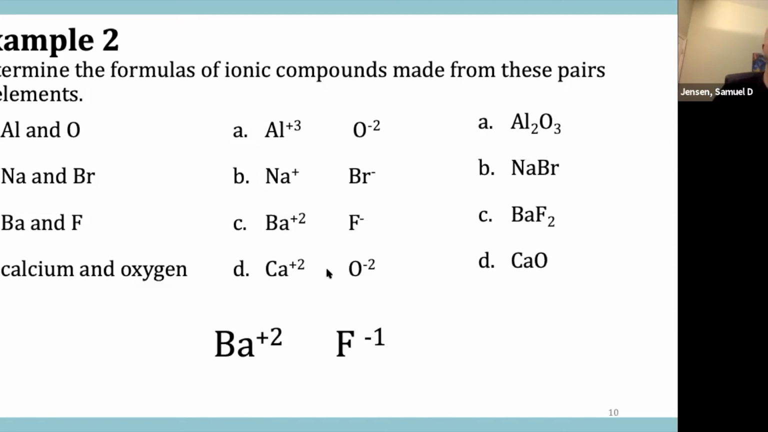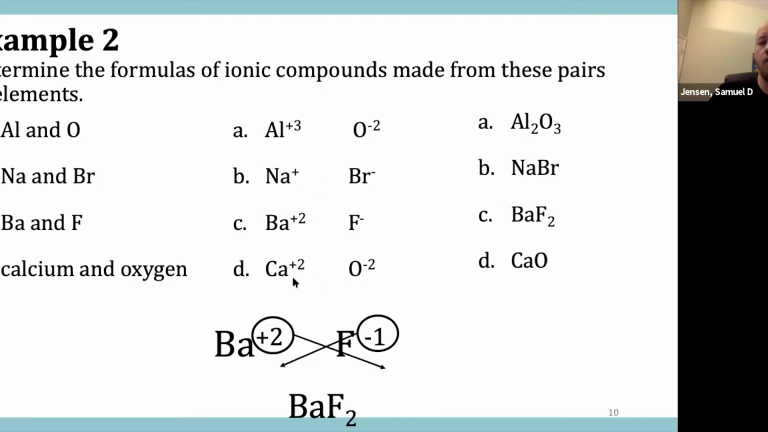Now, there is a process called the drop and drag, which can be helpful in some situations, where the charge of the barium and the charge of the fluorine are going to swap positions, and that becomes the subscript for the other element. If I take the 3 up here for the aluminum and bring it down, and the 2 for the oxygen and bring it down, aluminum is a 2, Al2O3.